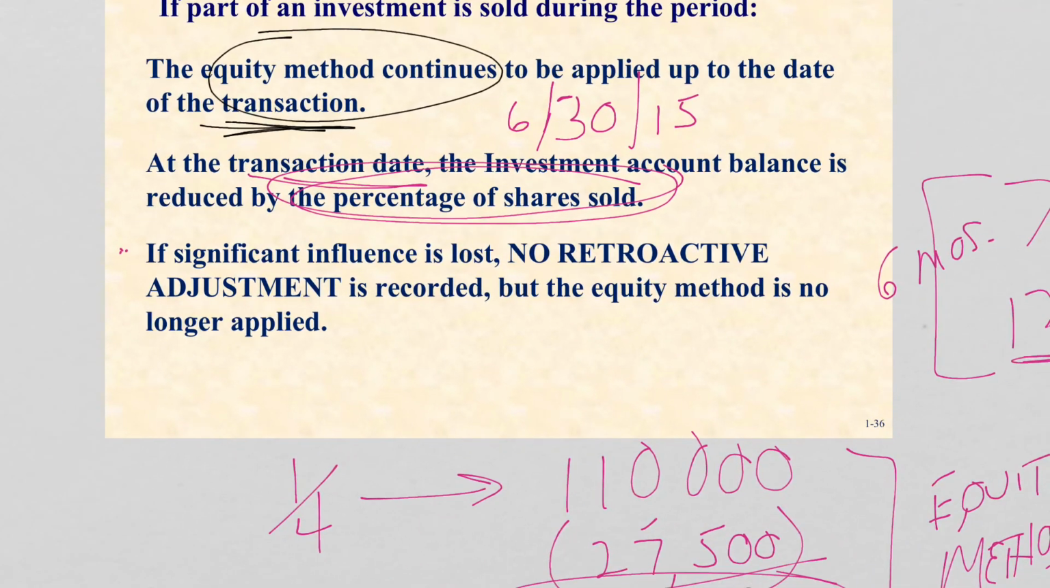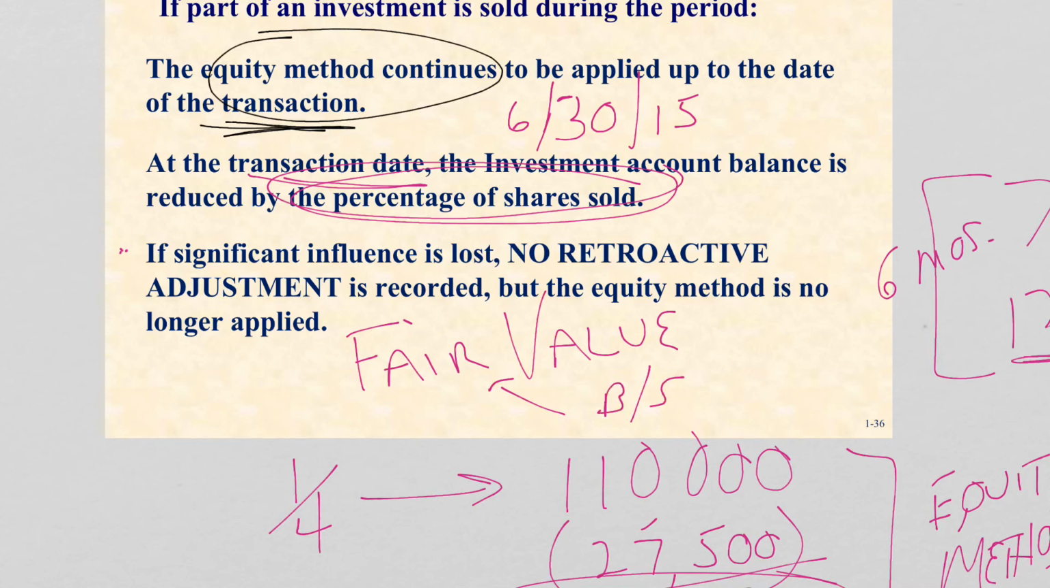And we'll have maybe a problem or two with that, so we'll hopefully address it that way. We did say in class, if significant influence is lost, no retroactive adjustment is recorded, but the equity method is no longer applied. You go back to fair value. And fair value is adjusted just at balance sheet dates, just like we normally do, and that's all you do. No retroactive adjustment. Recall, if it goes the other way, if you gain significant influence, then you have a retroactive adjustment all the way back to when you started, and that is that.